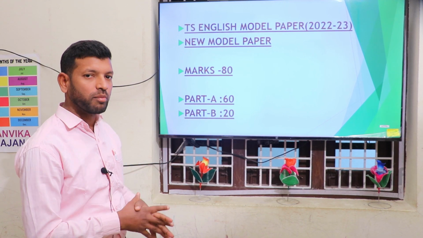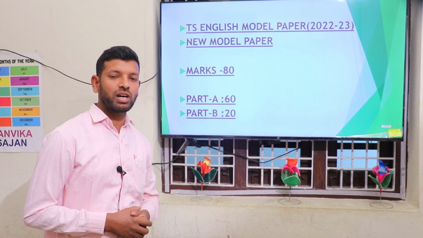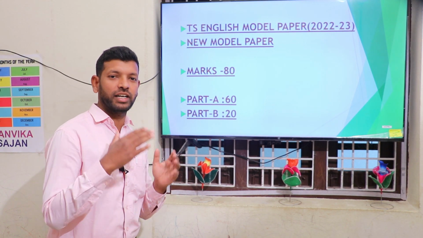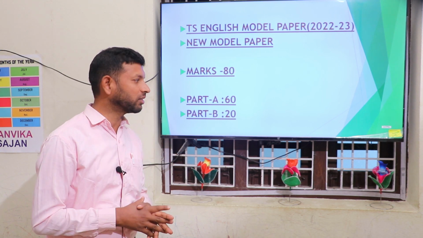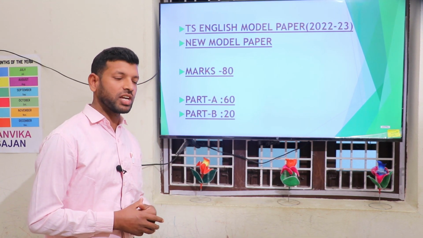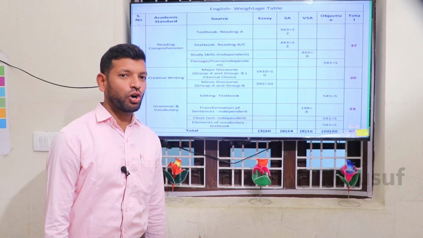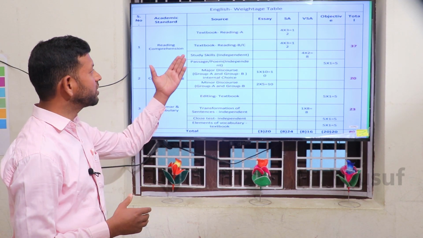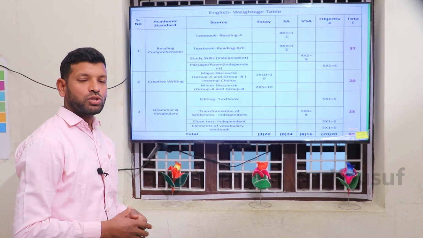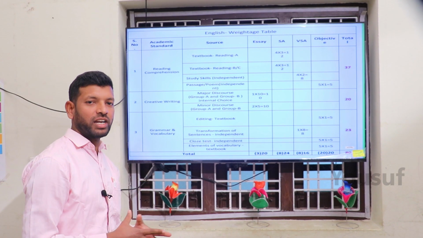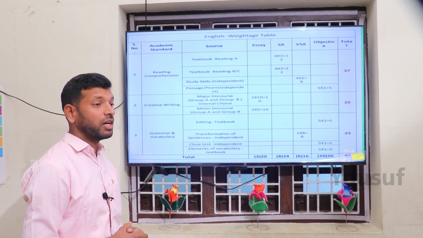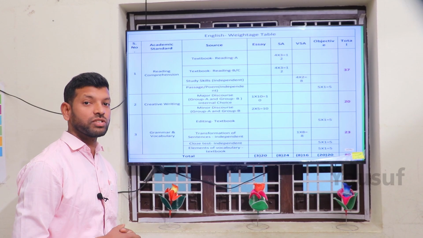So let us talk about the marks. Here you could see the marks. It is for 80 marks, and internal, as you know, is 20 marks. So here Part A is 60 and Part B is 20. Right, dear friends, here you could see the English weightage table. For everything there is a weightage, so based on that, let us talk about how it is categorized.